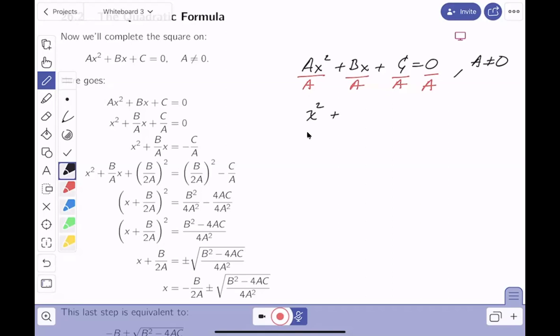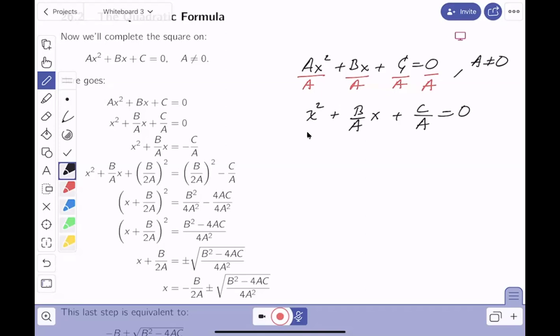What do you get now? x squared plus b over a x plus c over a equals 0. Well, that was pretty simple to do. We can definitely divide both sides by a. Now what are we going to do? Well, we're going to complete the square.